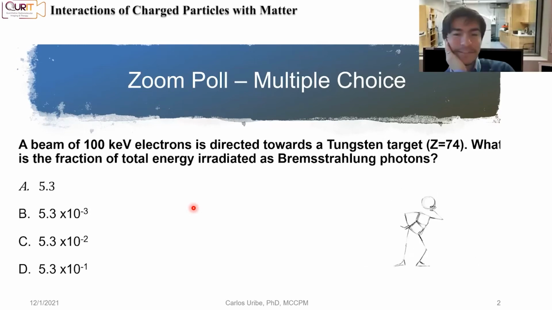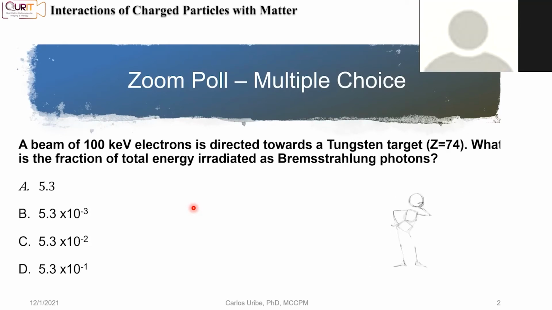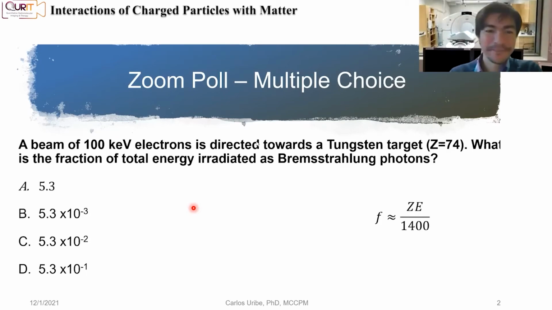Should give 30 more seconds for people to enter answers. Okay, I'm going to stop it and share the results. Most people got it right. The correct answer is B.